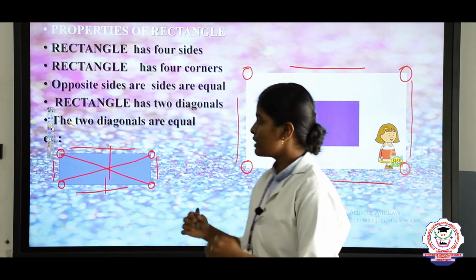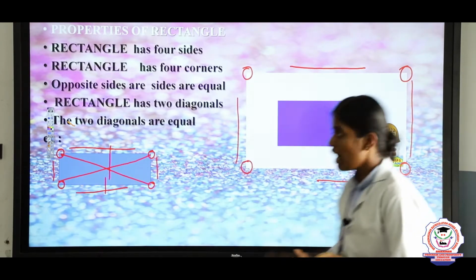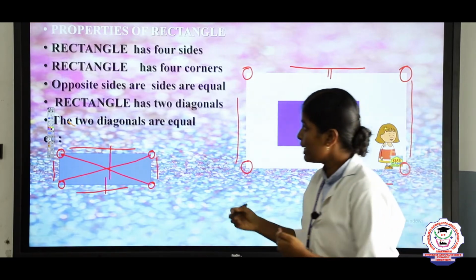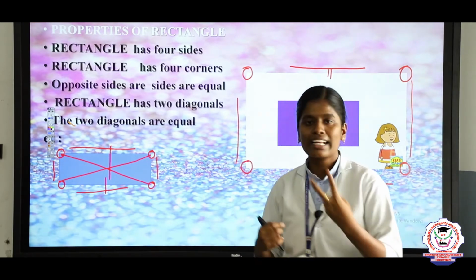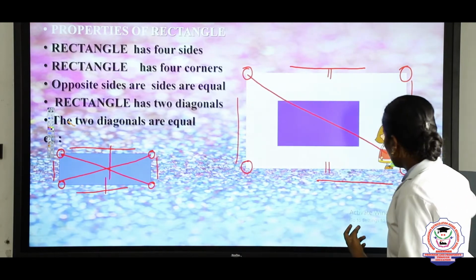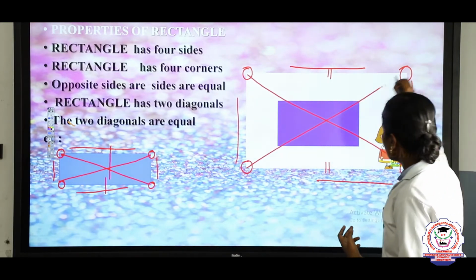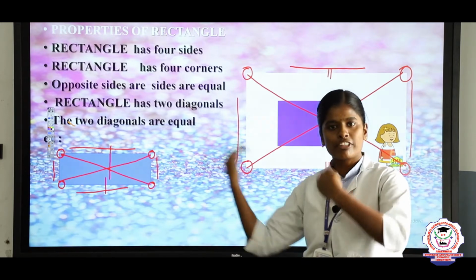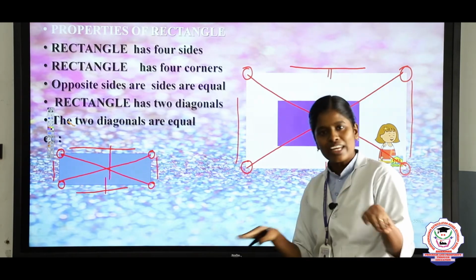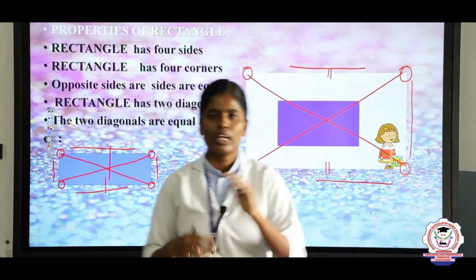Our third point is opposite sides are equal. Our fourth point is a rectangle has 2 diagonals. So this is called the first diagonal and this is called the second diagonal. The 2 diagonals are equal in length.